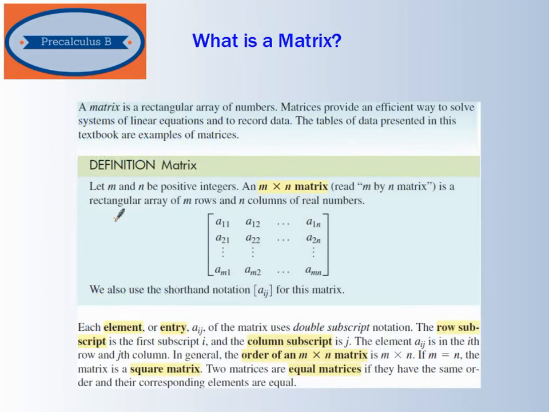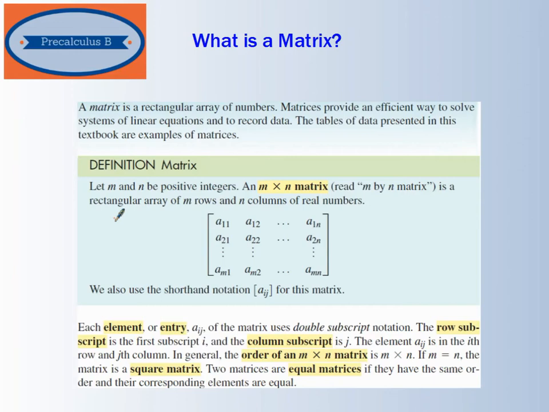Well, simply put, a matrix is a rectangular array of numbers. All right, it's a way in which we arrange numbers in an array with rows and columns. All right, they provide an efficient way to solve systems of linear equations and to record data. The tables of data presented throughout the book that we've used in this course are examples of matrices.